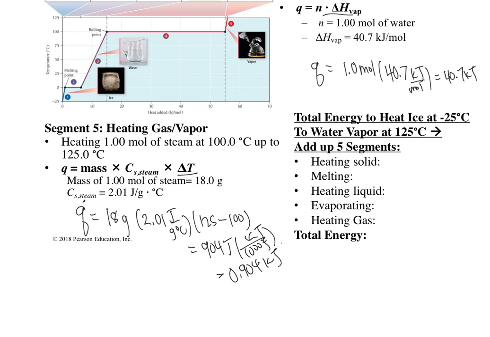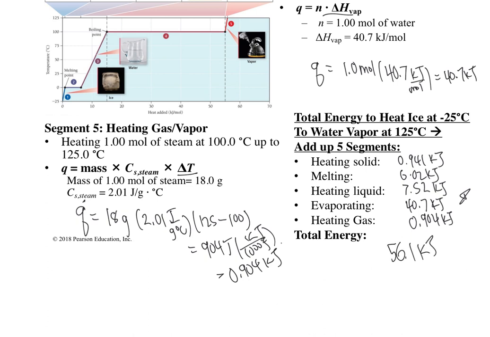So what I'm going to do is add those all up. I have 0.941 kilojoules to heat my solid. I have 6.02 kilojoules to melt. 7.52 kilojoules to heat my liquid. 40.7 kilojoules to evaporate. And 0.904 kilojoules to heat my gas. So notice vaporizing takes the most energy. So in total, it took me 56.1 kilojoules to heat up 1 mole of cold ice to hot gas.